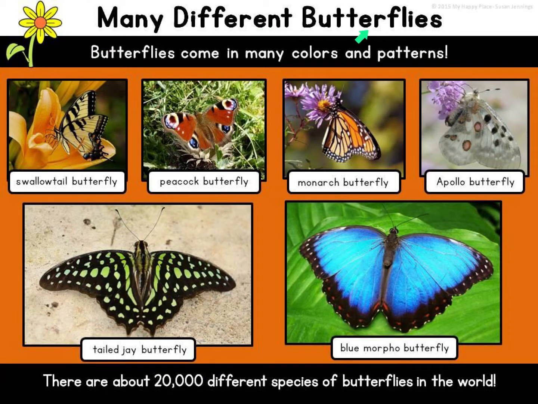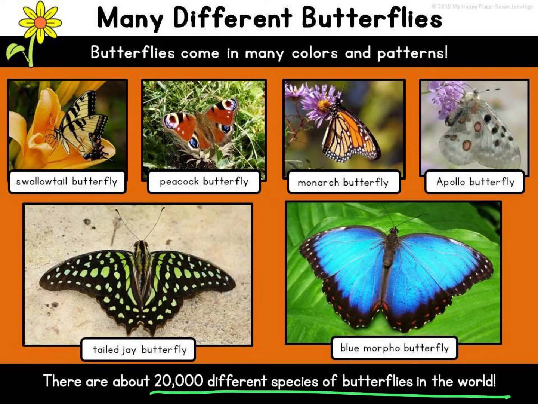There are many different butterflies. Butterflies come in many colors and patterns. Did you know there are about 20,000 different species of butterflies in the world? That's a lot of butterflies. Let's take a look at some of the different kinds. This is called a swallowtail butterfly. This is a peacock butterfly, a monarch butterfly, an Apollo butterfly, a tailed jay butterfly, and a blue morpho butterfly.